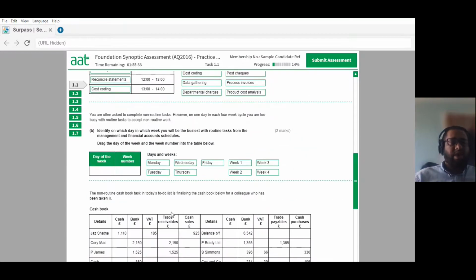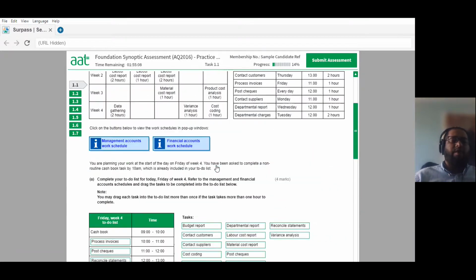Next one, they're asking you here: you are often asked to complete non-routine tasks. However, on which day in each 4-week working cycle are you too busy with routine tasks to accept non-routine work? So it asks you to find out which day of the week and what the week number is.